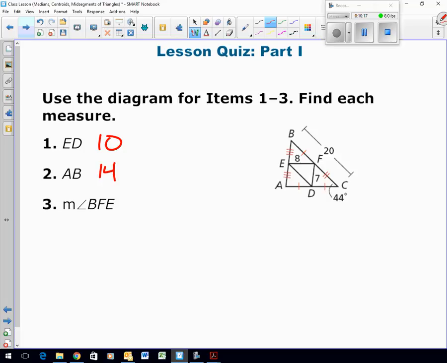Look at this last one. What's the measure of angle BFE? Well, notice this. These two triangles are similar. Remember that similar triangles have congruent corresponding angles. So angle BFE would be 44 degrees. You're going to get some problems on today's classwork where you have to remember your transversal rules.